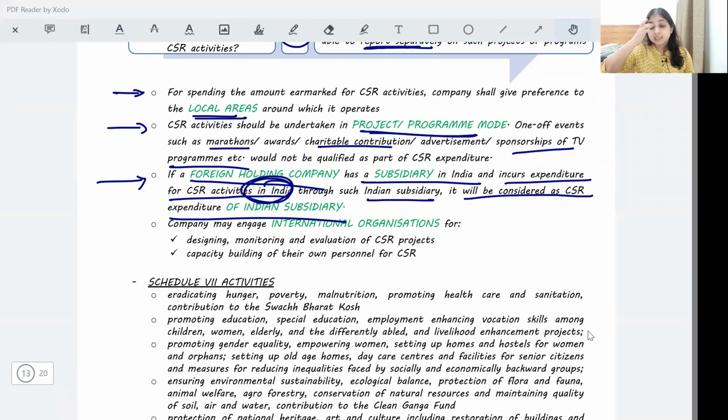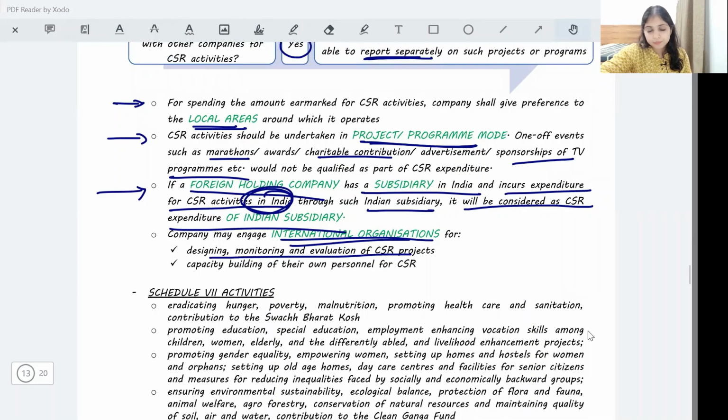Okay, and lastly, to train its employees in relation to CSR, to design CSR policies, to monitor CSR policies, if the company thinks it can take help of international organizations. It can take help of foreign organizations to help the company in making CSR policies and all.